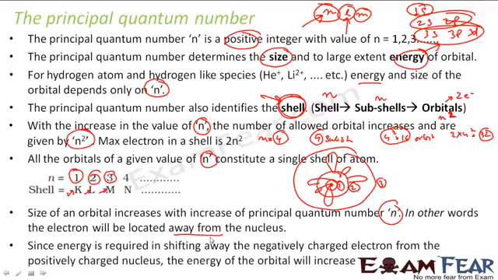Since energy is required in shifting the negatively charged electron away from the positively charged nucleus, the energy of the orbital will increase with the increase in principal quantum number. So the fourth shell will have more energy, the third will have less, the second will have less, the first will have less. That's why this one gets filled first, then this one, then this one. I will explain more in detail.